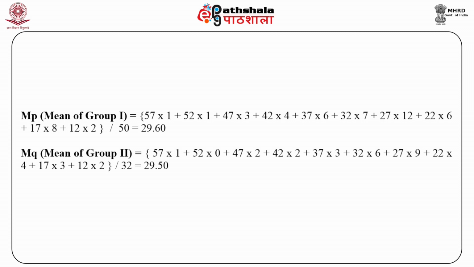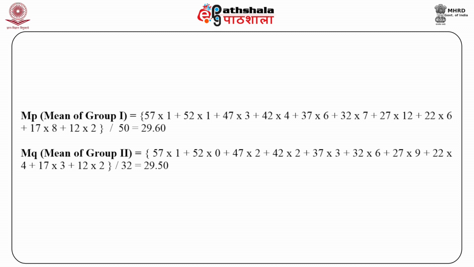MP, the mean of group 1, is equal to 57 multiplied by 1 plus 52 multiplied by 1 plus 47 multiplied by 3 plus 42 multiplied by 4 plus 37 multiplied by 6 plus 32 multiplied by 7 plus 27 multiplied by 12 plus 22 multiplied by 6 plus 17 multiplied by 8 plus 12 multiplied by 2, the whole divided by 50, making it 29.60.